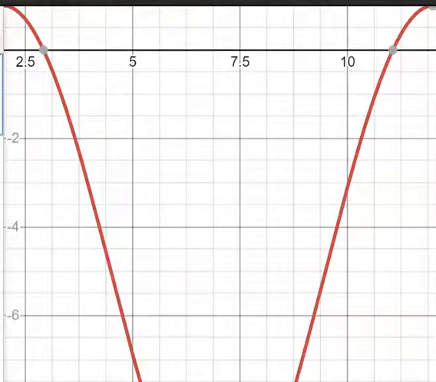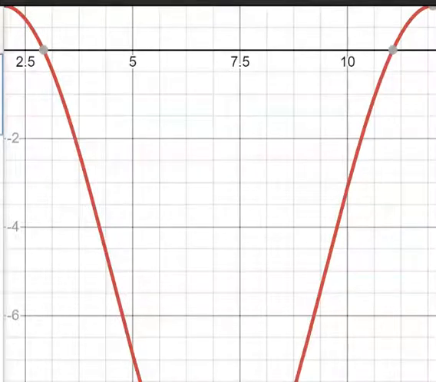Okay. So, at 2, I was at a height of 1. At 4.5, I was middle. 7, I was low. 9.5, middle. 12, high. Middle, low, middle, high. And then dun da da dun. There's your graph.